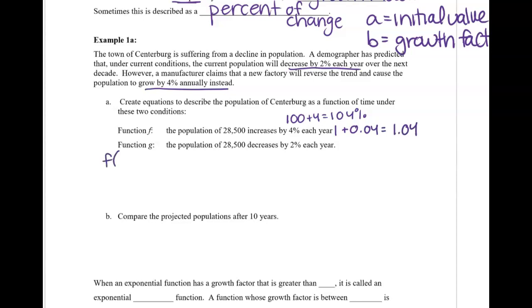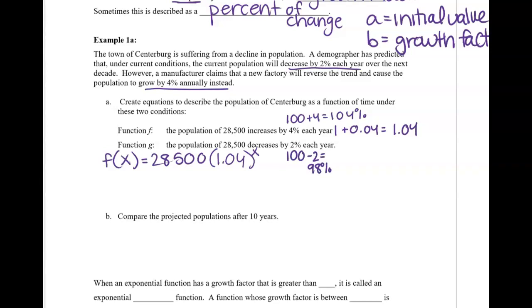So then f of x equals, well, we're starting with 28,500, and we're multiplying by our growth factor of 1.04 to the power of x, where x is the amount of years. For g, we're decreasing by 2%, so that's like 100 minus 2, which is 98%.